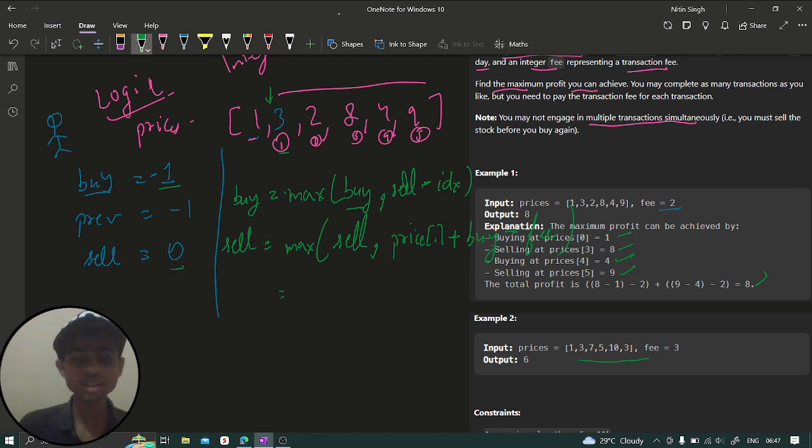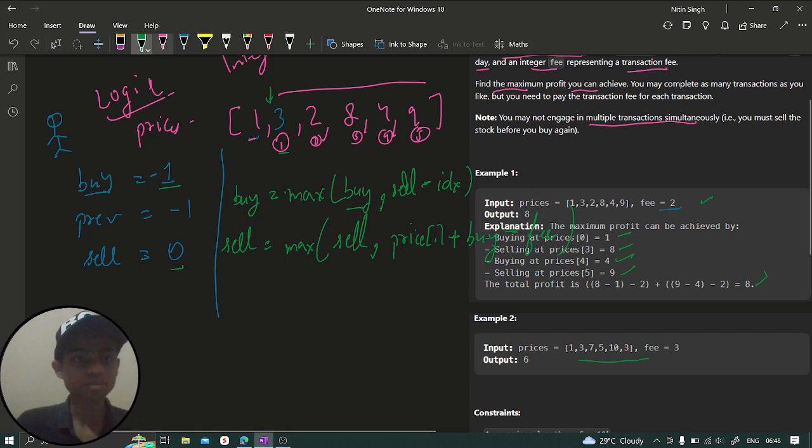So here sell was initially 0, price of 5 is 3, plus buy which is -1, and then minus 2, because the fee was initially 2, as you can see in example one. So 3 - 1 - 2 is nothing but 0 only, right? So the maximum is 0 only, and we are not going to increment our sell as well. Now let's quickly do the next iteration so that you can have a better understanding.